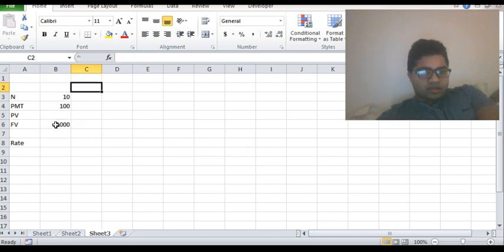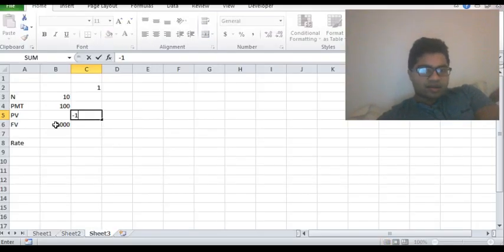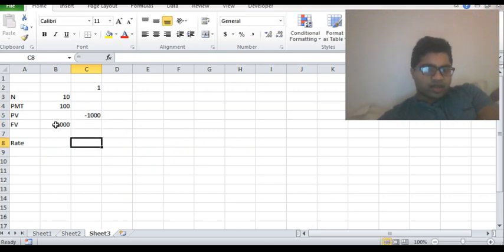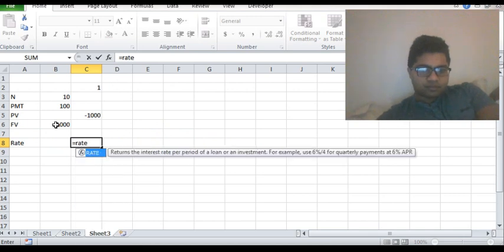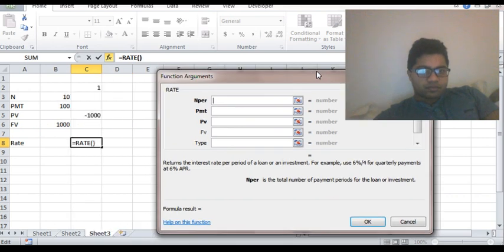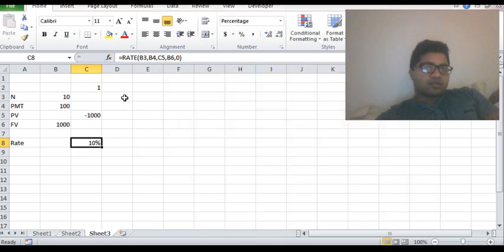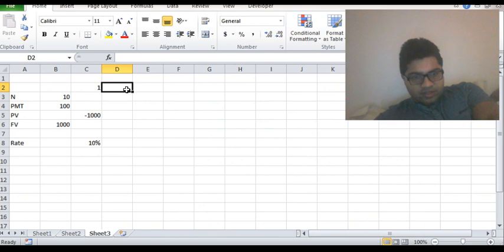So signs are important. In the first case, PV is given to be 1000. So you are buying this bond at par, that is at 1000. So if you calculate rate of return, it would be rate, N per, PMT, PV, FV, and type of a bond is always 0. So yield is 10%.